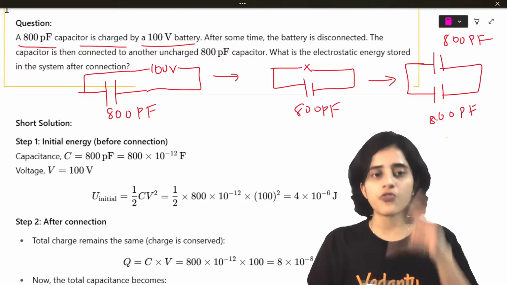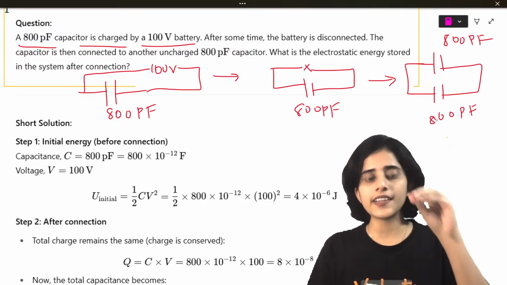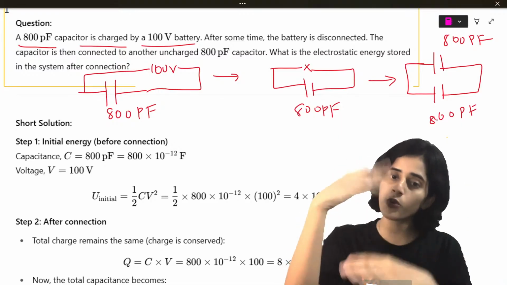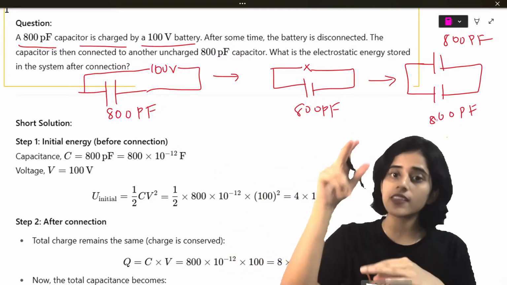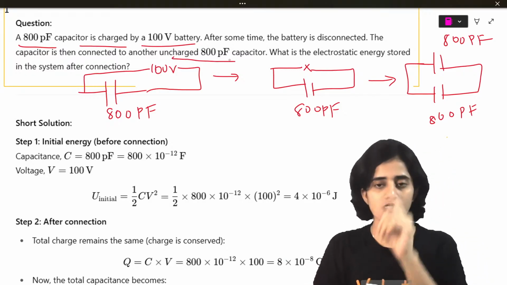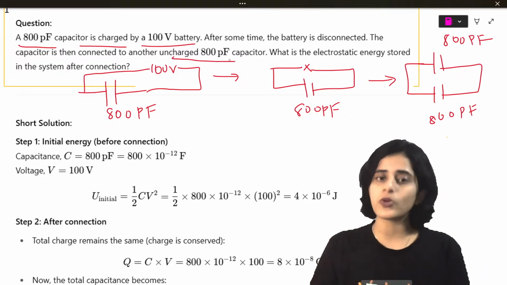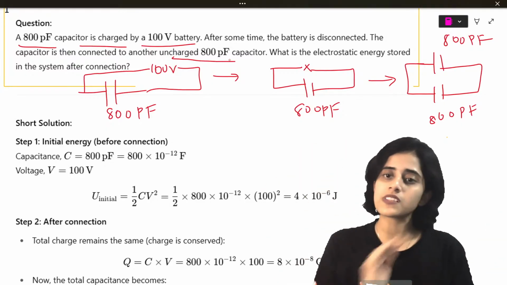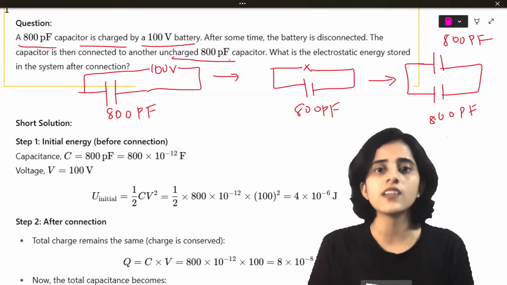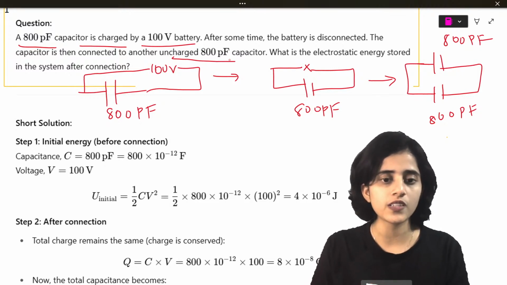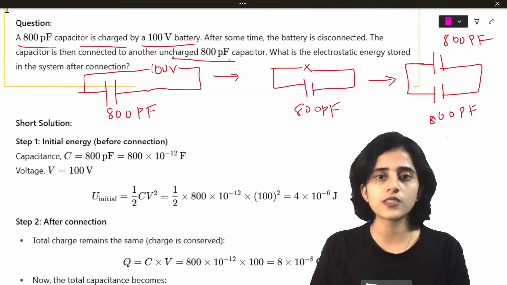First, you connected an 800 picofarad capacitor to a 100-volt battery. Then you remove the battery. You connect another uncharged 800 picofarad capacitor. So this is not charged. Now, the question is the total energy stored in the whole system, which means in the two capacitors together.